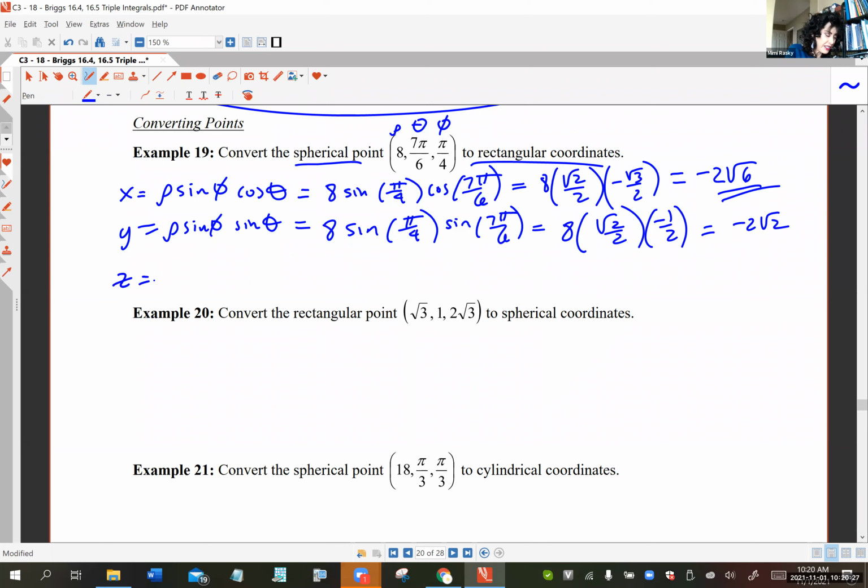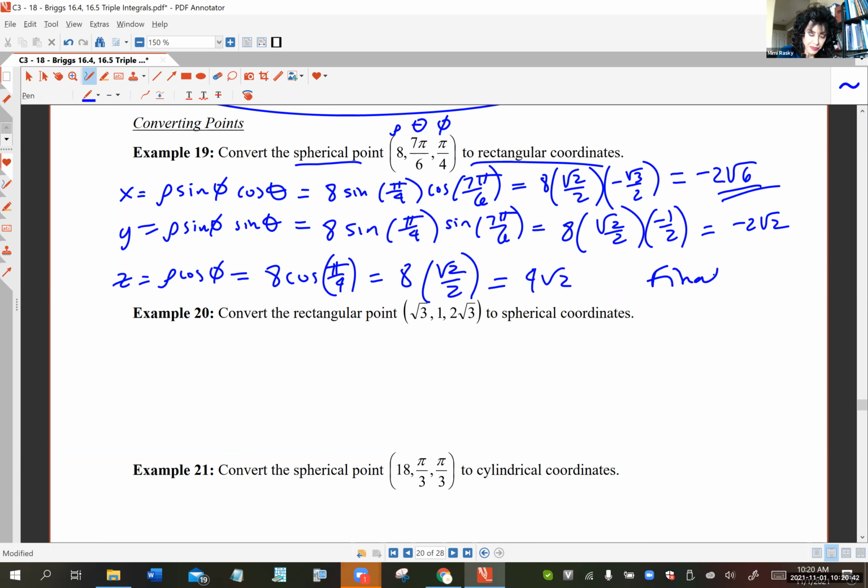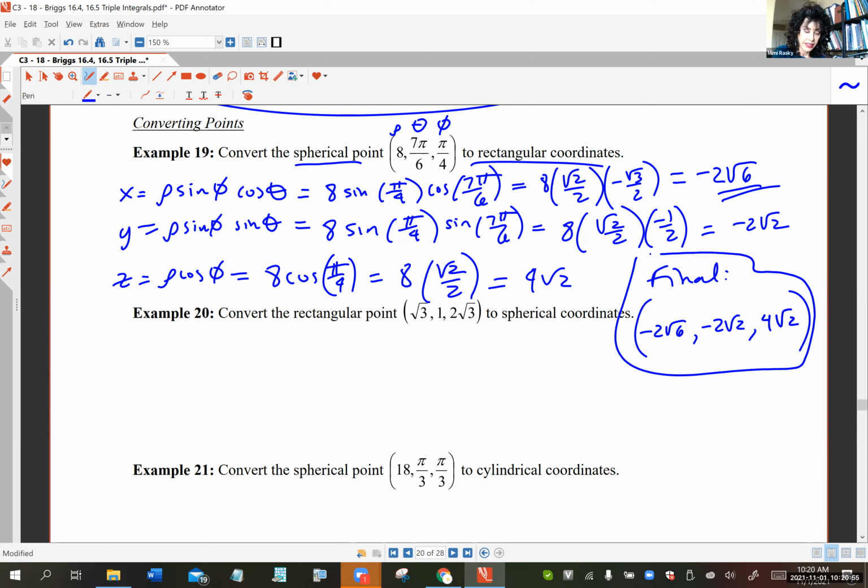And finally, z is rho cos phi. So that's 8 cos pi fourths. So that's 8 times square root of 2 over 2 and reduce. You'll get 4 square root of 2. So your final answer is an ordered triple with -2 square root of 6 for your x coordinate, -2 square root of 2 for your y, and 4 square root of 2 for z. And there you're done.